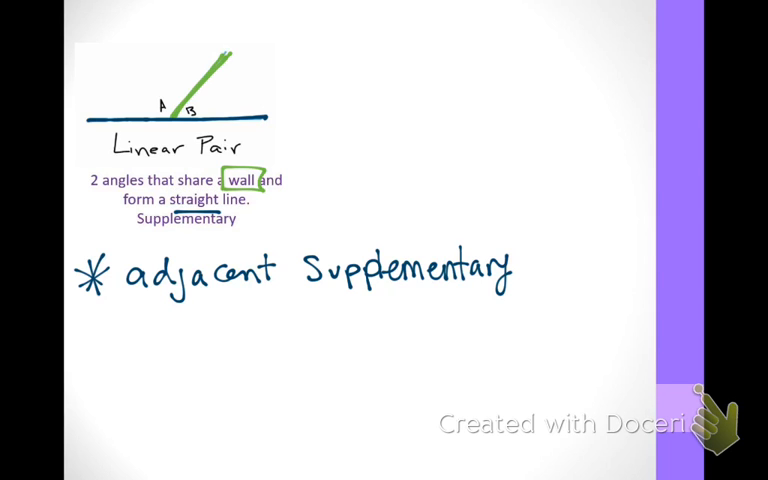All right, and then it says supplementary. What does supplementary mean? They add up to what number? 180. What does a 180-degree angle look like? A straight line. So guess what? Share a wall and a straight line, that is the definition of a linear pair. So when you get to your classwork, the second problem you do, and it says name a pair of adjacent supplementary angles, you're literally looking for a linear pair. Okay?